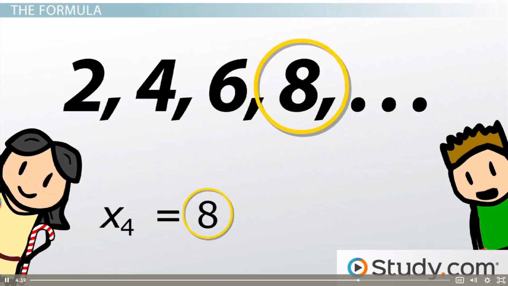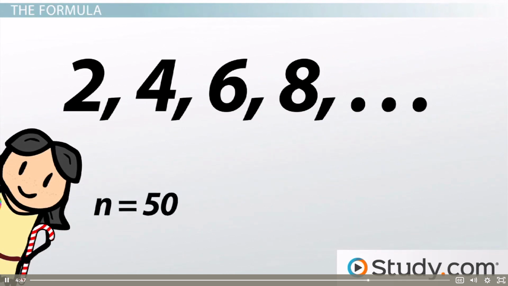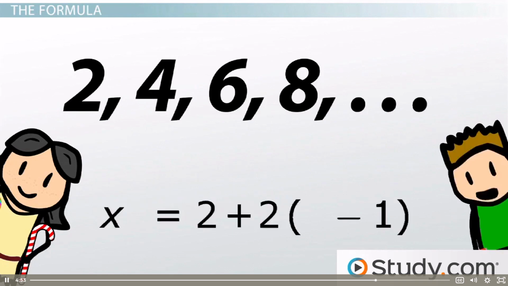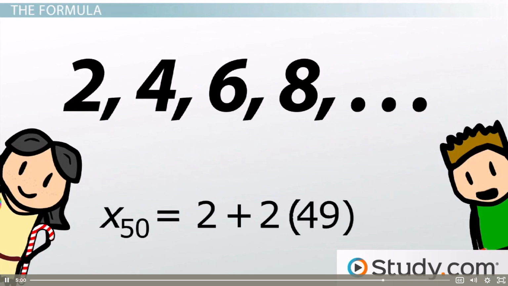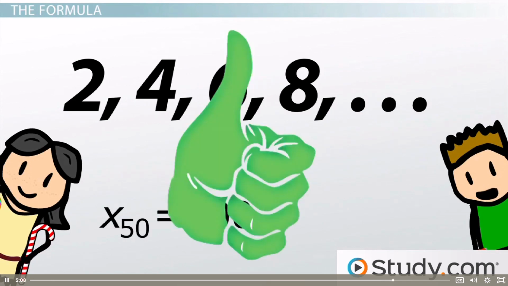The formula works. So if we wanted to find out how many candy bars we would get if we have 50 people at the party, we can use this formula for n equals 50. Our A is still 2, and our D is also still 2. Plugging in our new n, we have 2 plus 2 times 50 minus 1, which equals 2 plus 2 times 49, which is equal to 2 plus 98, which equals 100. We will have 100 candy bars. Awesome!